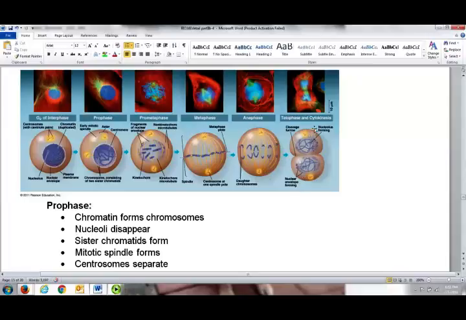Here you have telophase and cytokinesis. You can see you're forming a new nucleolus. The nuclear envelope begins to reform. You have the cleavage furrow forming where it's starting to pinch off.